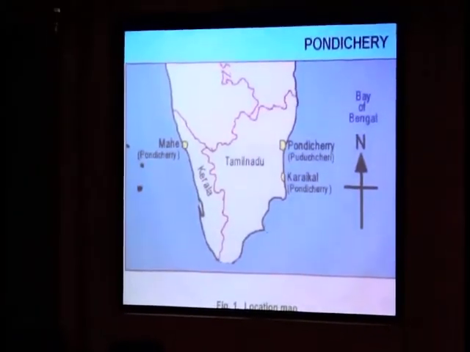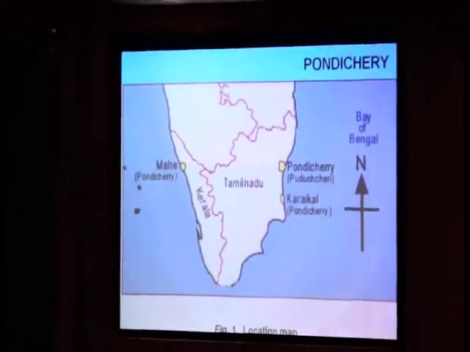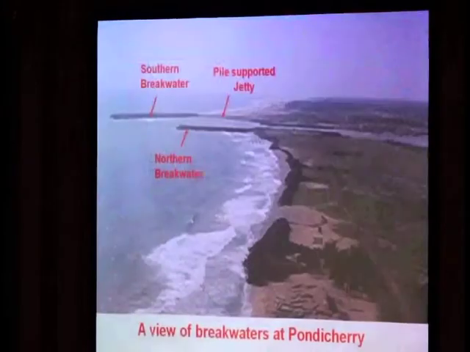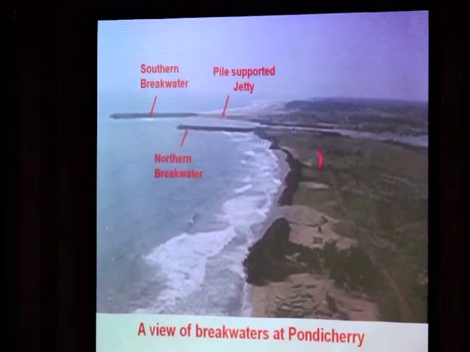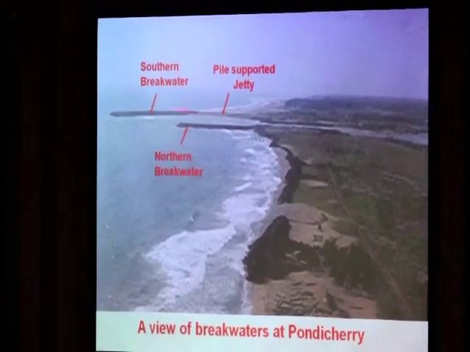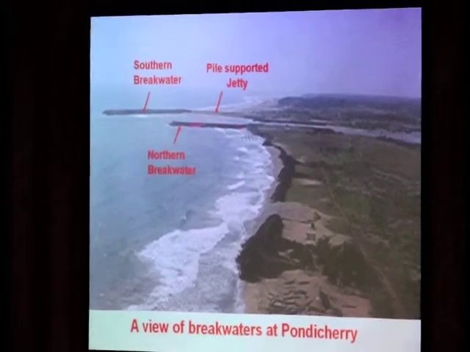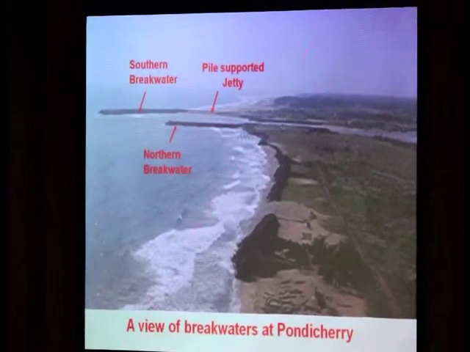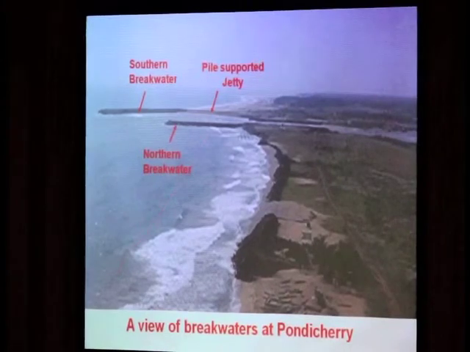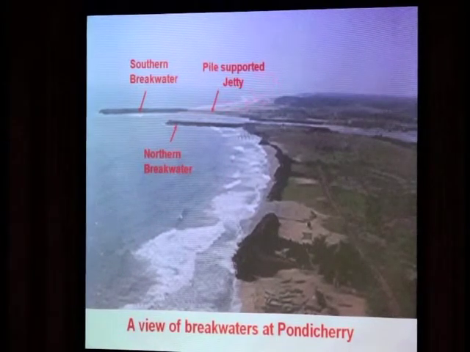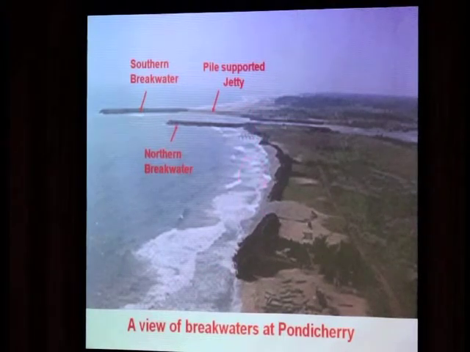Now we move on to Pondicherry, where we have adopted artificial beach nourishment. You see the Pondicherry coast is looking like this. You have a breakwater here and a breakwater here. Sand always moves in this direction. When it moves in this direction, you see the advancement of the shoreline and you see the erosion taking place.